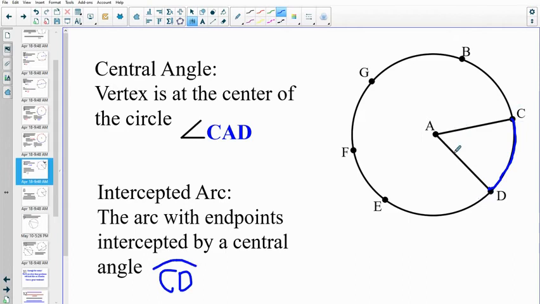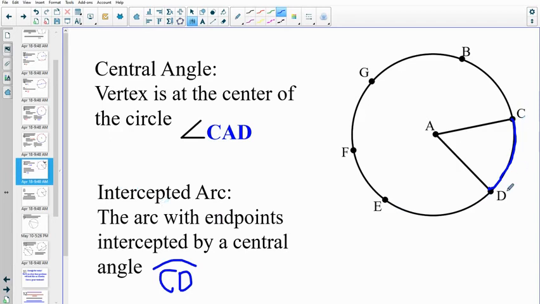Angle CAD, we could measure that with a protractor, but arc CD, well, we can measure the length of that, but it's hard to measure the length of something curved like this with a ruler. If the distance straight from C to D is 3 inches, well, then the distance from C to D along this arc would be a little bit more than that. And so that's one of the big things that we're going to be talking about in this chapter.